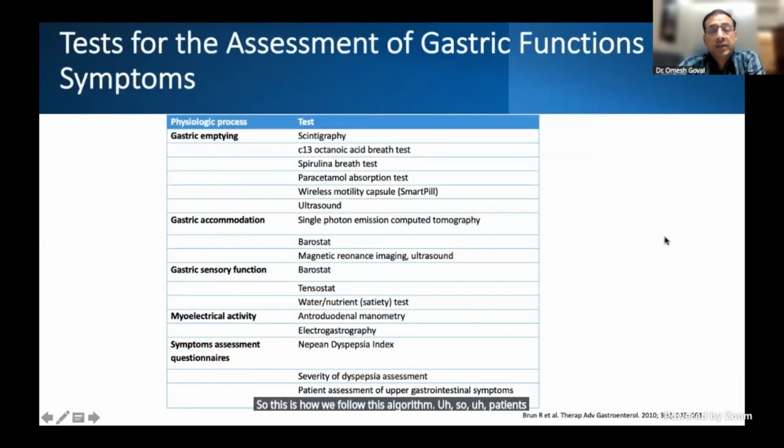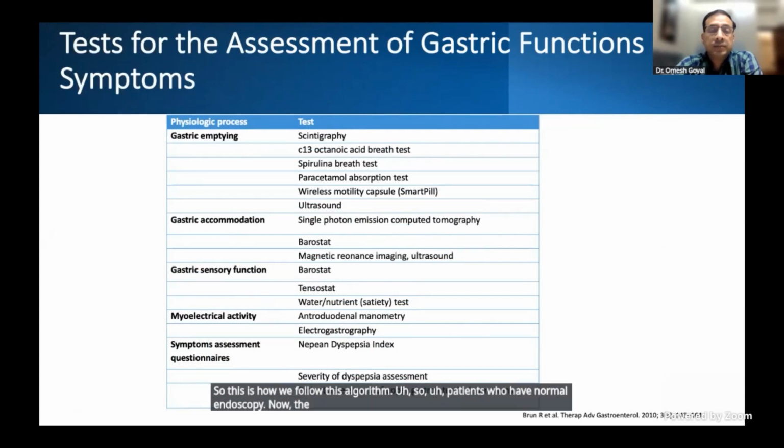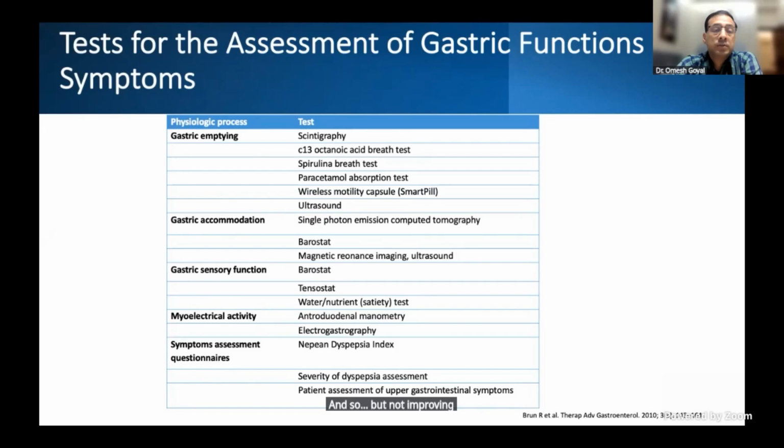Patients who have normal endoscopy: the question is, a patient is on PPIs but not improving, and endoscopy is normal, how do we proceed? This is the second aspect. Now we should study gastric functional tests. These patients might be having gastroparesis, a problem in gastric accommodation, or a problem in gastric myoelectrical activity.